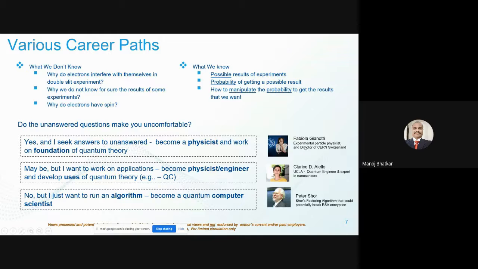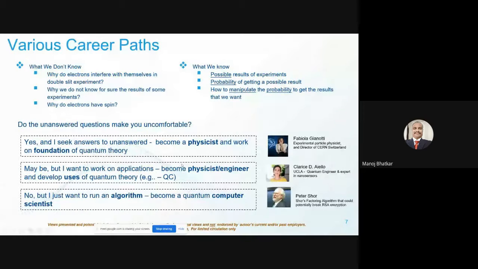Example being experimental particle physicist and director of CERN Switzerland, Fabiola Gianotti, right? You can Google her name. You will find the wonderful work and research she is doing on fundamental physics.